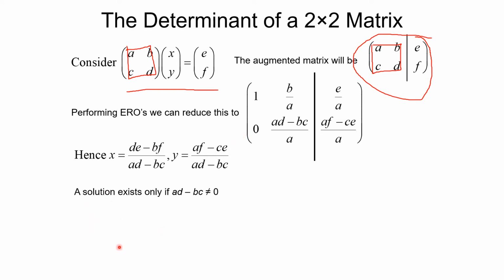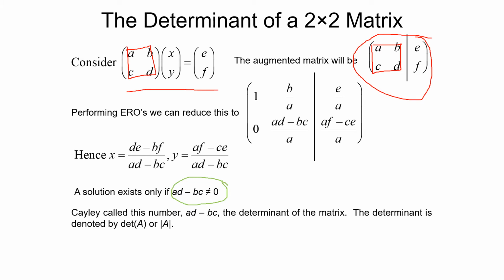For example, the solution will only exist if your determinant is not 0. This is a very important property here. The solution will only exist if your AD minus BC does not equal 0.